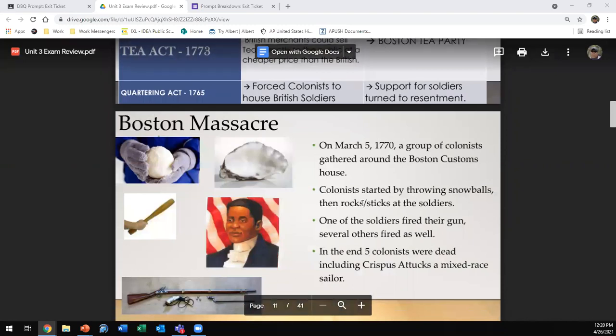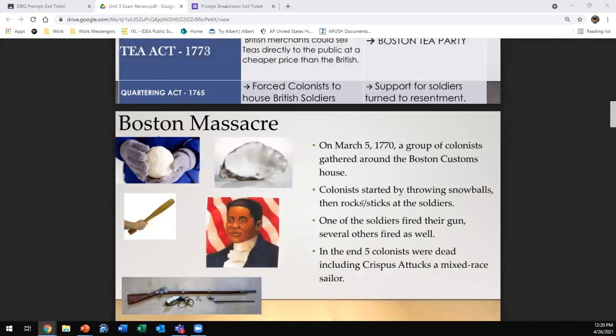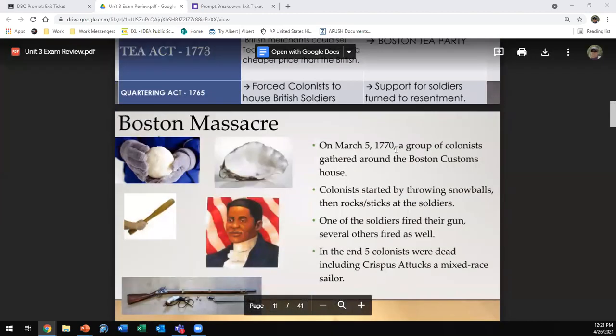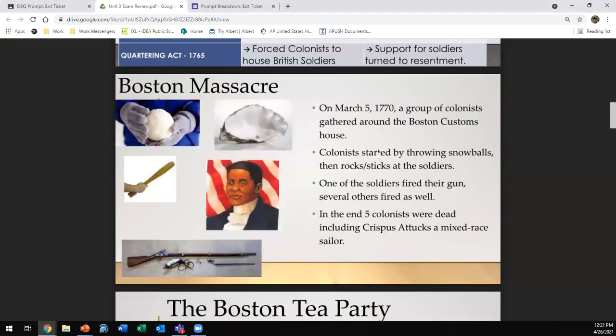So let's lead into some protests, some acting out, some violent acts, you could say, that the colonies did. Boston Massacre. They're not all violent, I shouldn't say that. A group of colonists were gathering around the Customs House. They were harassing soldiers, throwing snowballs and rocks at them. One of the soldiers fired their gun, and a few others fired as well. Five colonists were killed, including Crispus Attucks, a mixed race sailor who was present. That was in 1770, by the way. When you talk about colonies acting out, 1770 is the first big one.